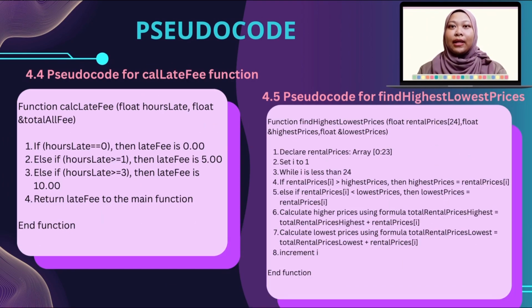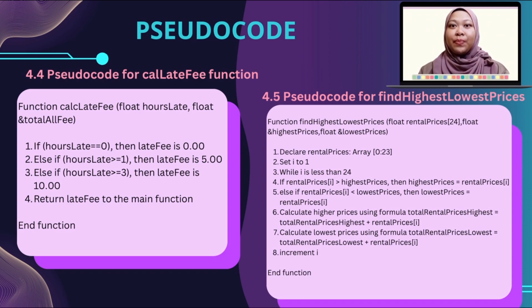4.4 pseudocode for calculate late fee function. We include an extra charge if the customer returns the phone late in hours. So, function calculate late fee with parameters float hours late and float total all fee. If hours late equal to 0, then late fee is 0. Else if hours late is more than or equal to 1, then late fee is 5. Else if hours late more than or equal to 3, then late fee is 10. Late fee will return to the main function for calculation. End of the function.